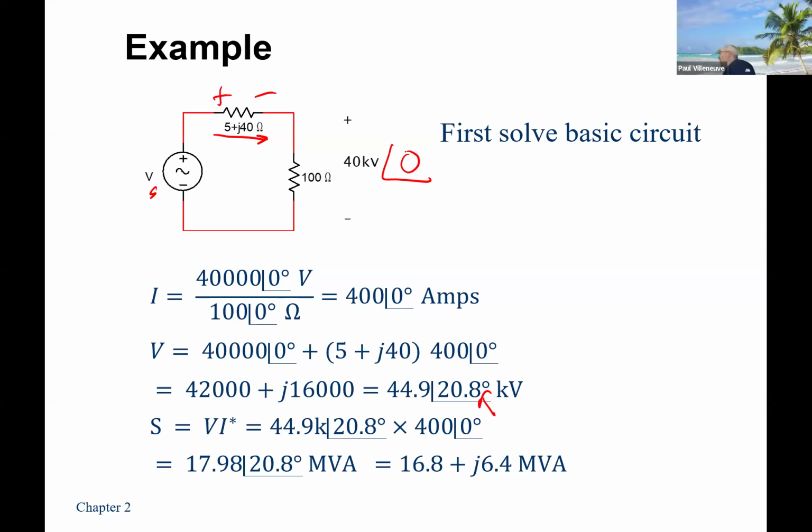Now we do S equals V I conjugate, and we get 18 at an angle of 20 MVA. Okay. Now, you'll notice over here, there's no angle. Over here, there's an angle. Why is that?